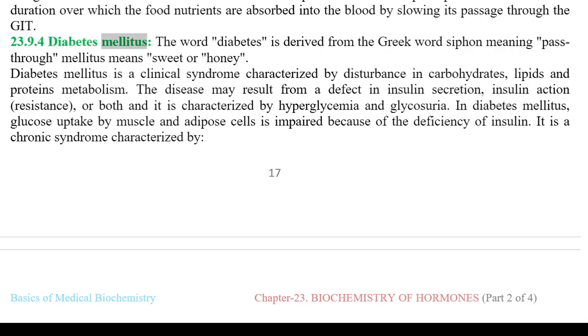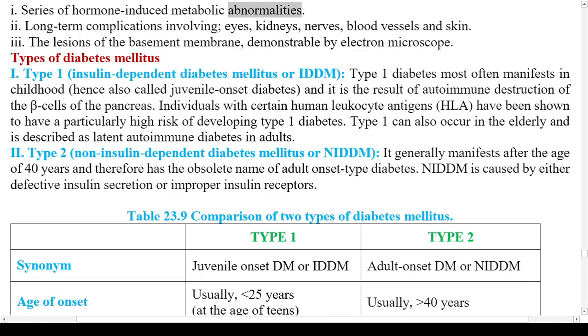23.9.4 Diabetes Mellitus. The word diabetes is derived from the Greek word siphon, meaning pass through. Mellitus means sweet or honey. Diabetes mellitus is a clinical syndrome characterized by disturbance in carbohydrate, lipid, and protein metabolism. The disease may result from a defect in insulin secretion, insulin action, resistance, or both, and it is characterized by hyperglycemia and glycosuria. In diabetes mellitus, glucose uptake by muscle and adipose cells is impaired because of the deficiency of insulin. It is a chronic syndrome characterized by a series of hormone-induced metabolic abnormalities.